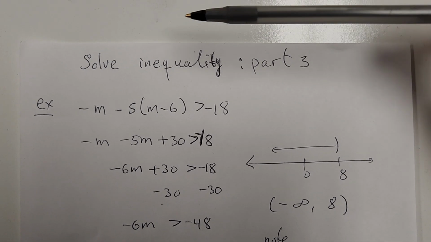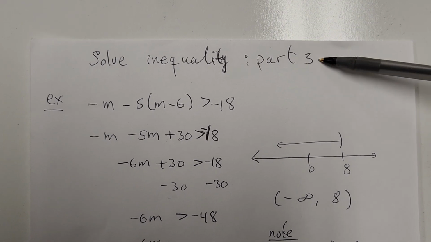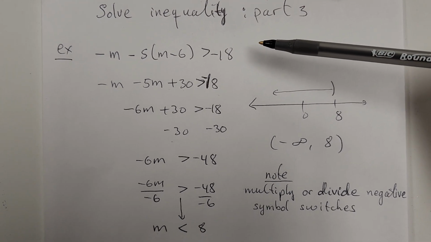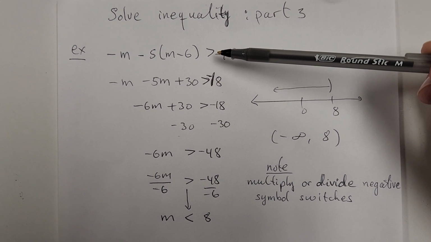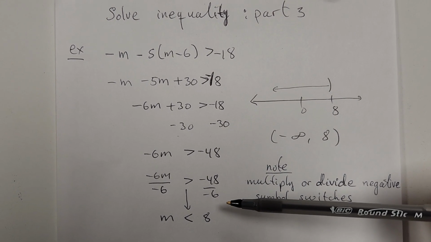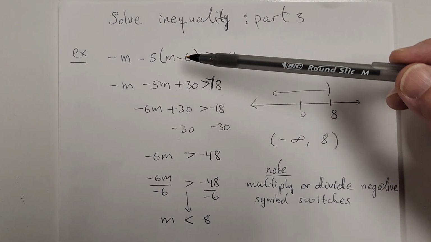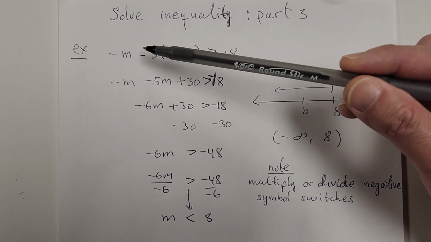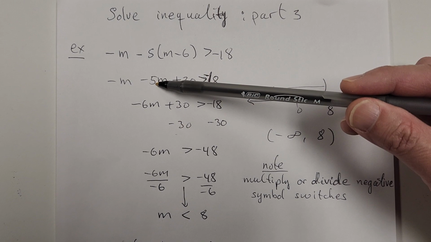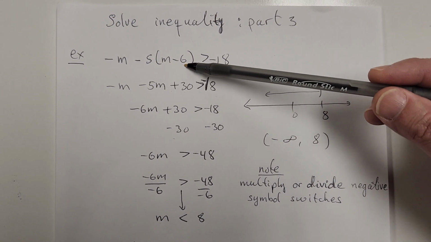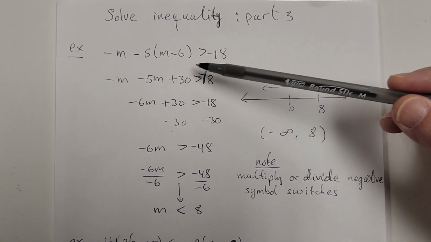This lesson is Solve Inequality Part 3. Here we have an example where we are going to solve an inequality using a multi-step equation. I have parentheses, so make sure I distribute. Negative m stays, negative 5 times m is negative 5m, negative 5 times negative 6 is positive 30.